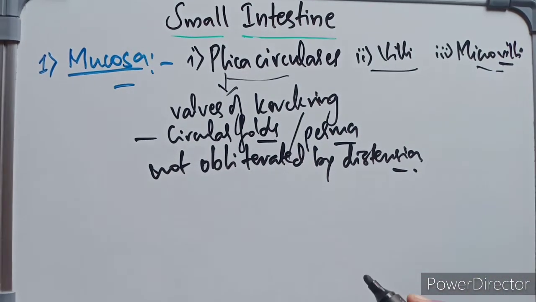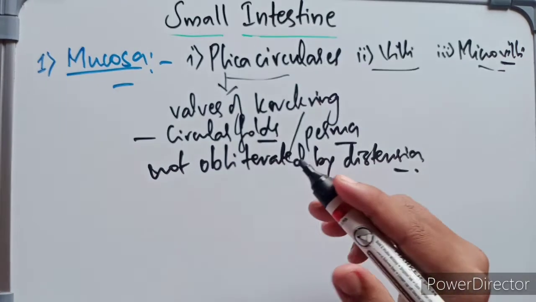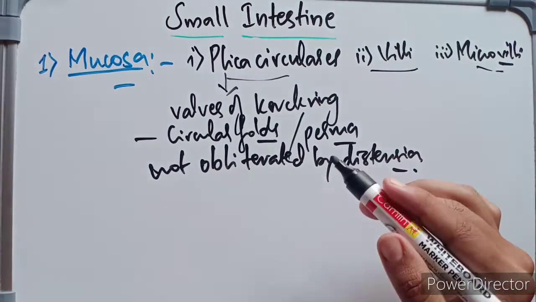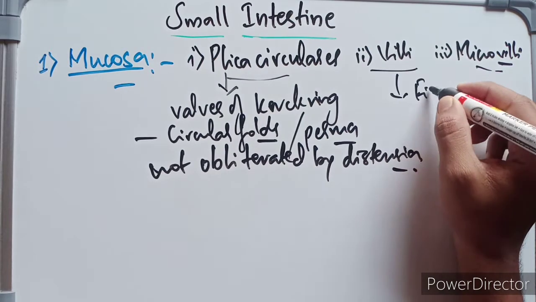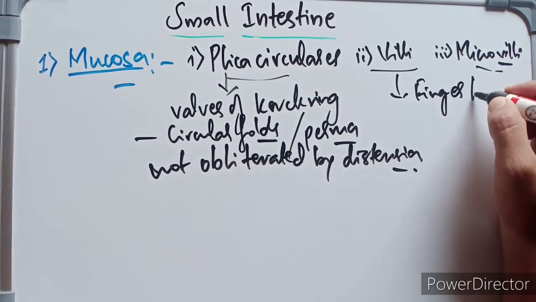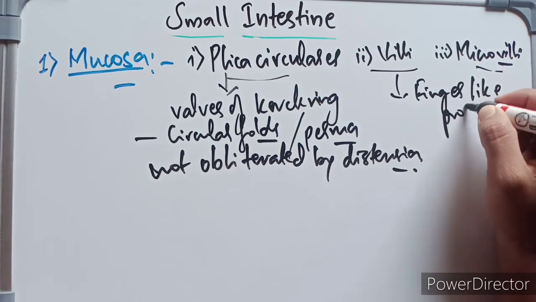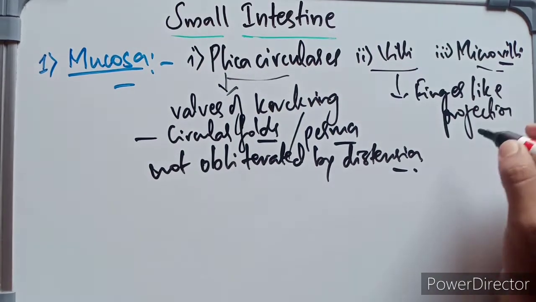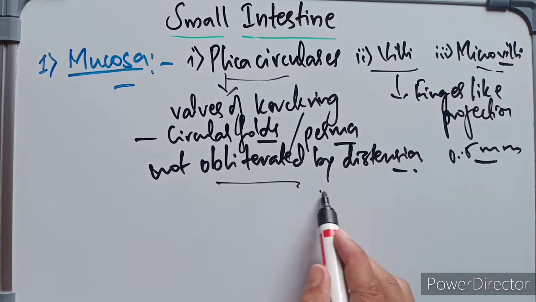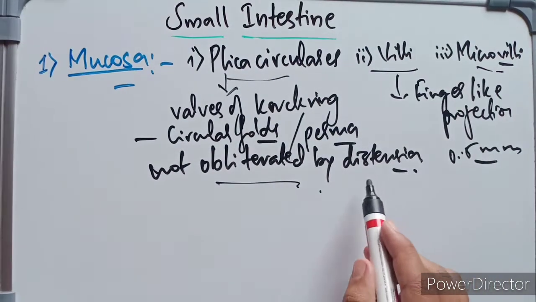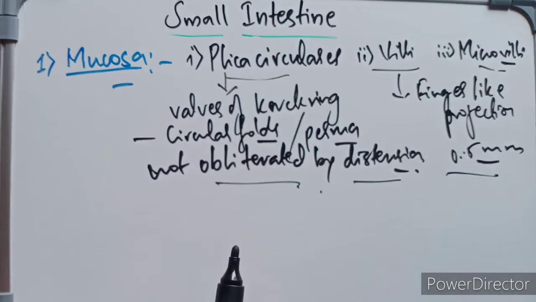So coming to villi, what are villi? To increase the surface area of these circular folds, it is thrown into small projections. Villi are finger-like projections, which are about 0.5 mm in length, and they are projected from these circular folds to increase the surface area. And what are microvilli?